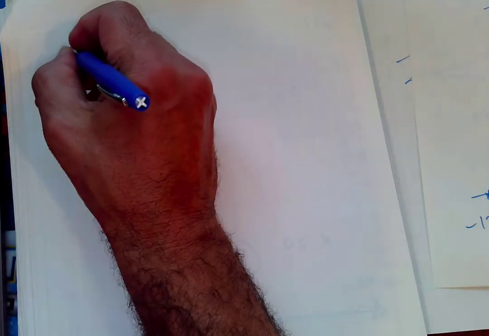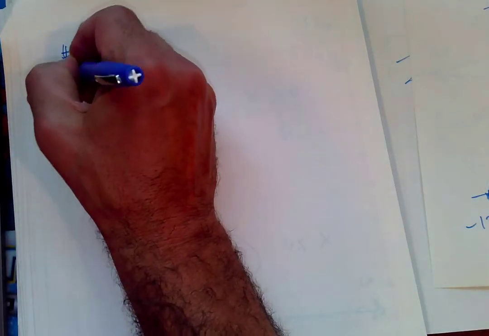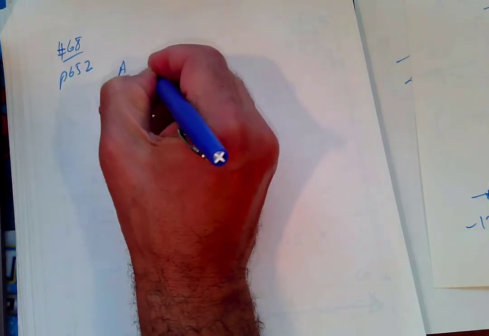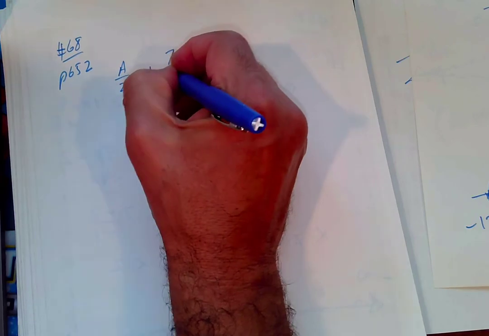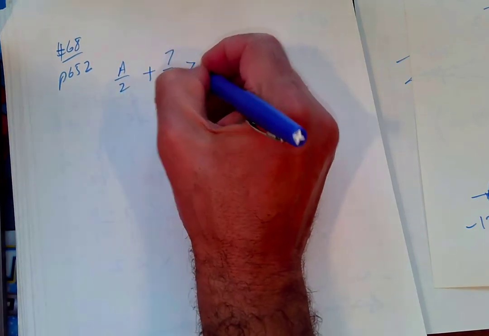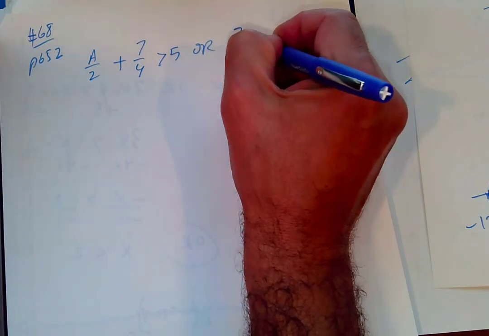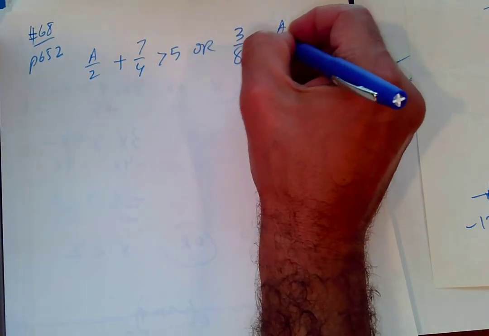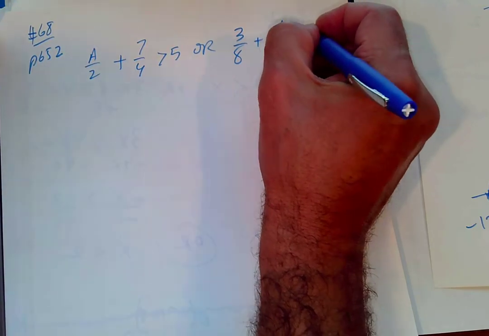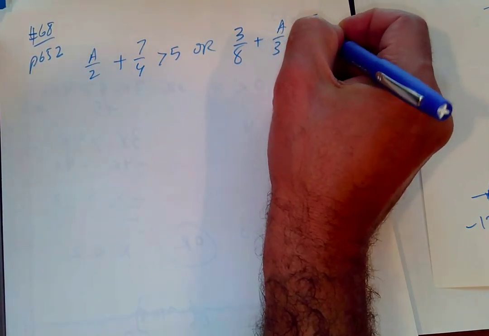Let's look at 68 from page 652. We have a/2 + 7/4 is greater than 5, or 3/8 + a/3 is less than or equal to 5/12.